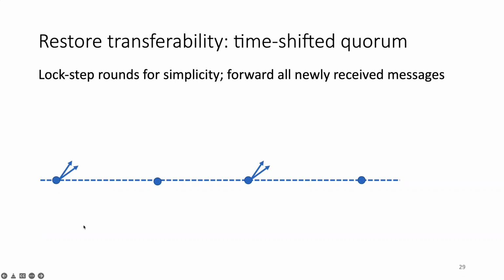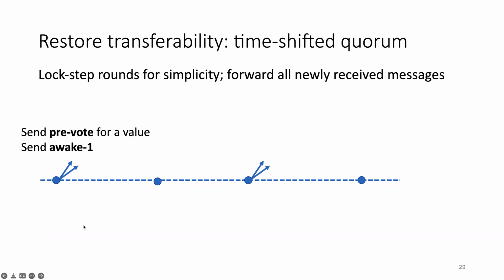For now, I will assume that we are going to do lockstep rounds. At the beginning of the round, everybody sends a message. At the end of that round, everybody receives the message. So, fully synchronized. We don't need this assumption, we can get rid of it, but this keeps things simpler. Also, we'll assume everybody forwards every newly received message.